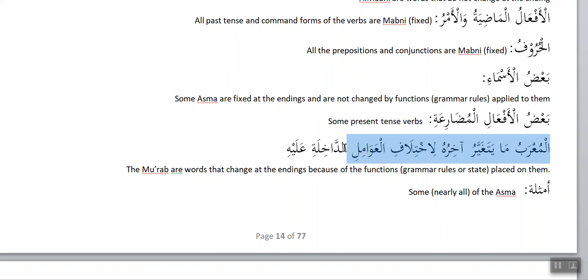لاختلاف العوامل الداخلة عليه. So I'll say that slowly again so you can read it. المعرب ما يتغير آخره لاختلاف العوامل الداخلة عليه. And of course the way you would read that in normal Arabic without going so slow is المعرب ما يتغير آخره لاختلاف العوامل الداخلة عليه.